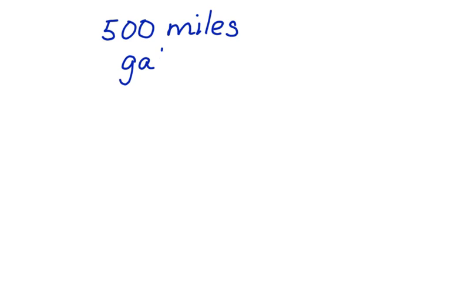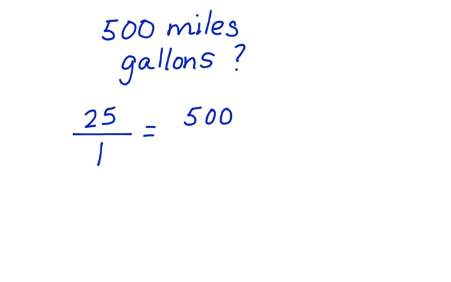The family knows that for their trip, they're going to travel 500 miles. Based on the rate per gallon, how many gallons of gasoline are they going to need? The gallons is the question mark. Again, we can set up a proportion. We know that the car gets 25 miles for 1 gallon. The family is going to travel 500 miles, and we want to know how many gallons that they'll need.